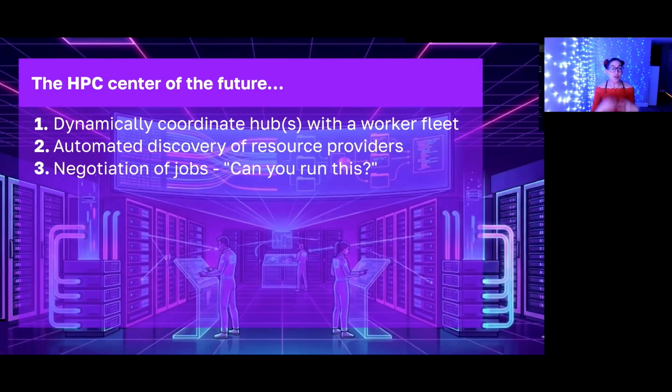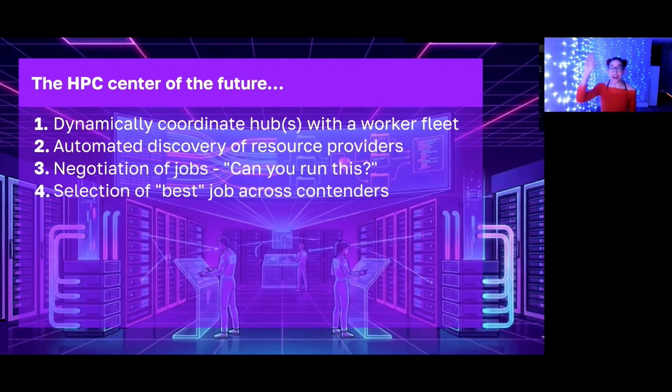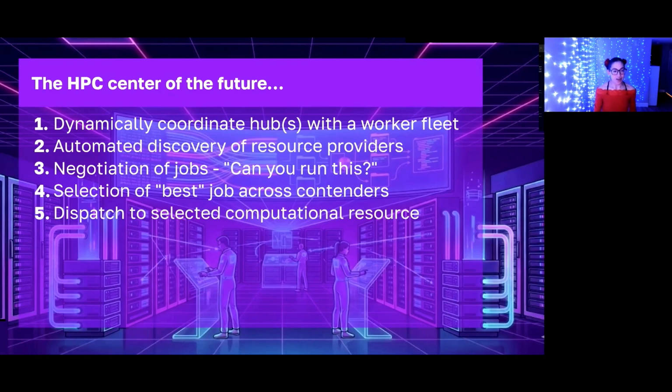We also want to be able to negotiate jobs. So imagine a job request comes into the hub. Hey, can you run this work? The hub should be able to say, let me check with my children workers, and figure out if we have a child that can run this work for you. And then, of course, let's say 5 children come in and say, I can do it, I can do it, I can do it. We would want to be able to then select the best across those contenders. And then, of course, we'd want to be able to dispatch.